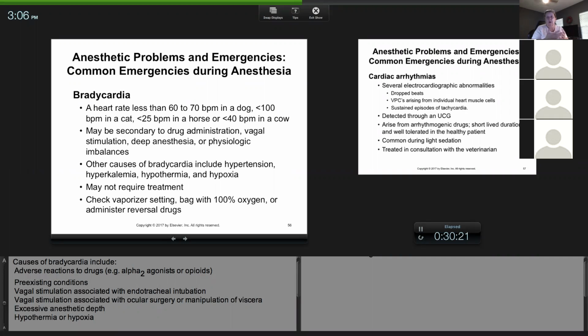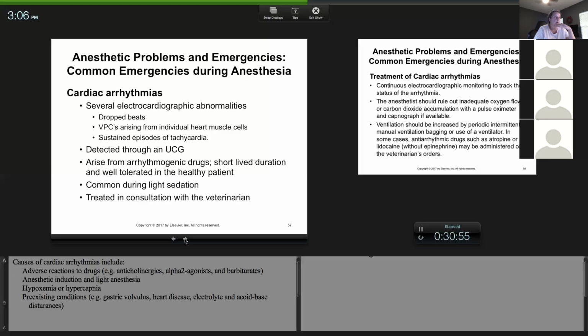But again, if it drops too rapidly, atropine or glycopyrrolate. Atropine is more immediate for emergencies. Glycopyrrolate is a little more preventative for bradycardia. And then you can try to reverse them, or if you bag with 100% oxygen, if you turn off your vaporizer and just use your flush valve and keep filling your bag with 100% oxygen, you're going to wake your patient up and hopefully come out of the bradycardia.